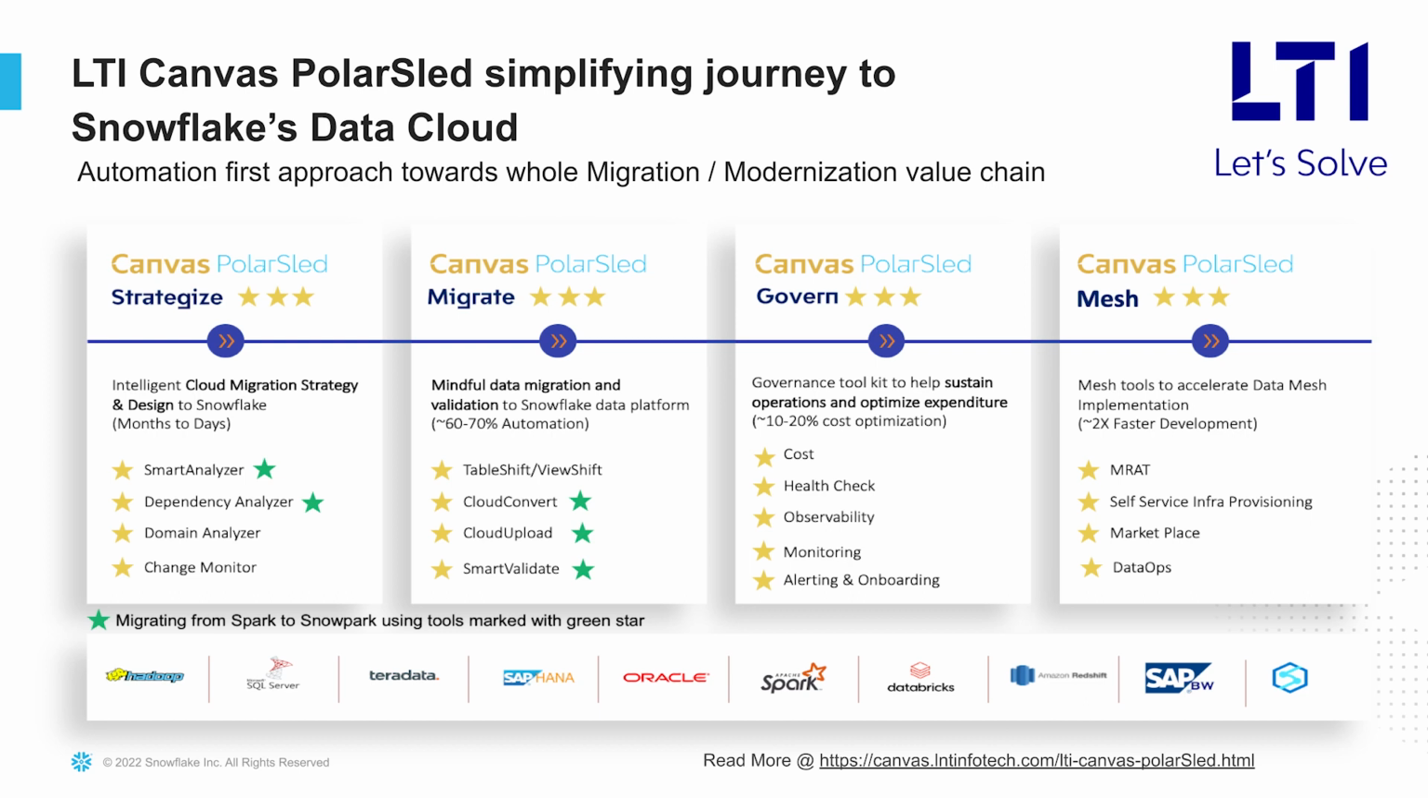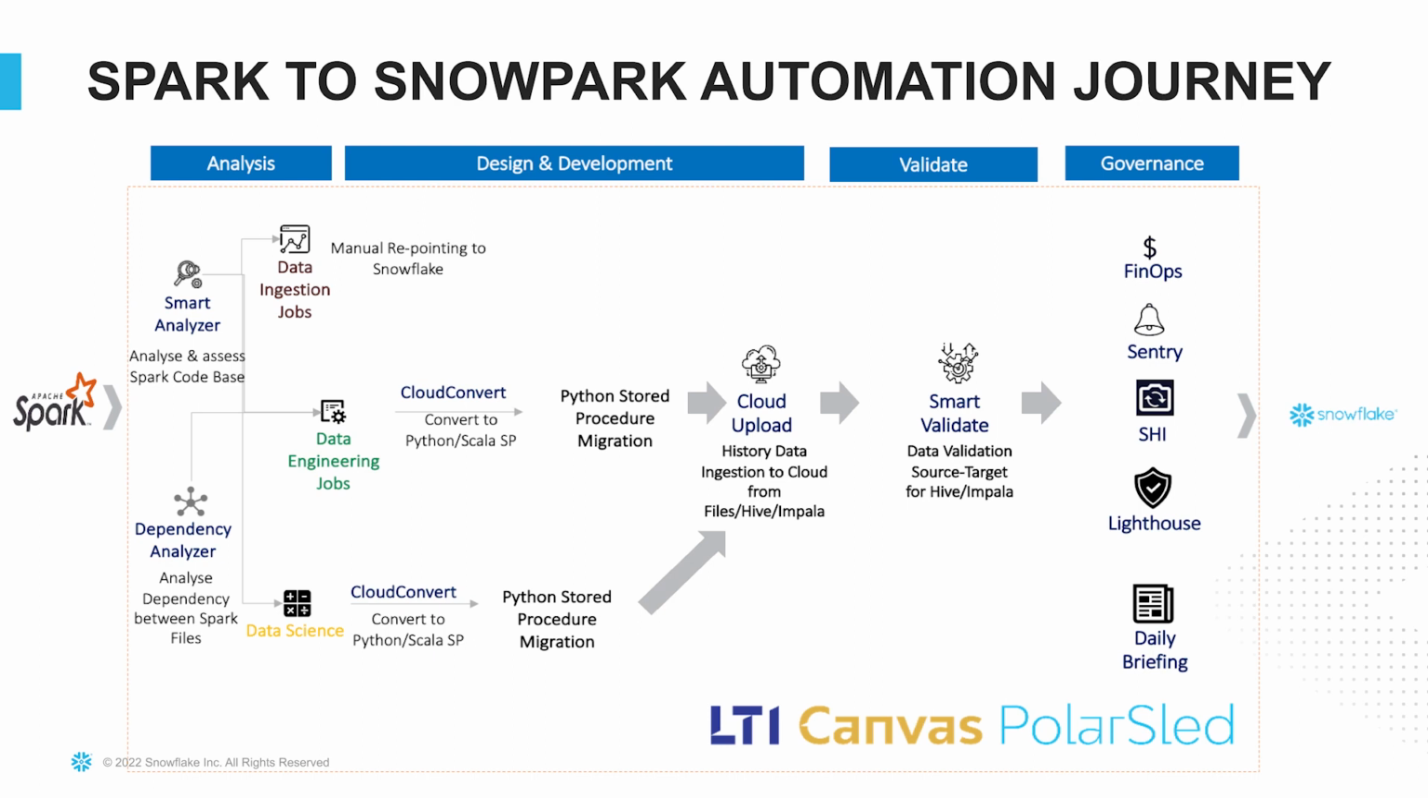Then the marketplace, which is well above and beyond any data catalog, and a data ops tool using dbt. We have built an end-to-end lineage which shows how exactly a data mesh needs to be implemented on Snowflake. So moving on, what does the Spark to Snowpark journey look like?